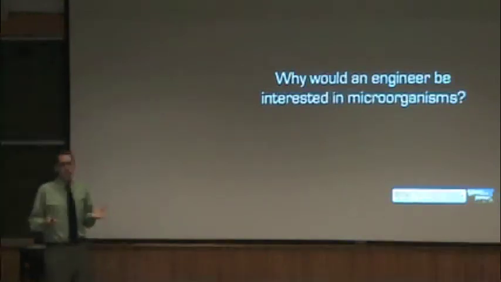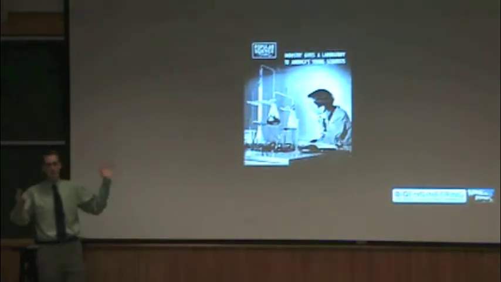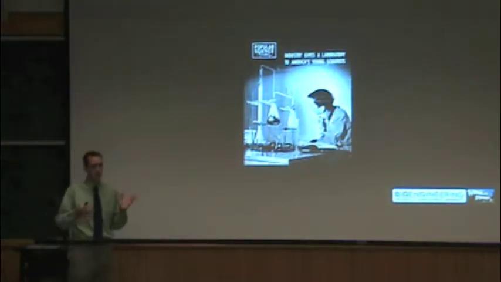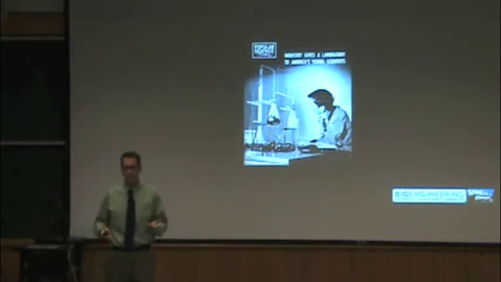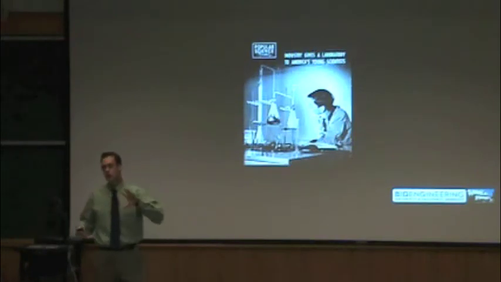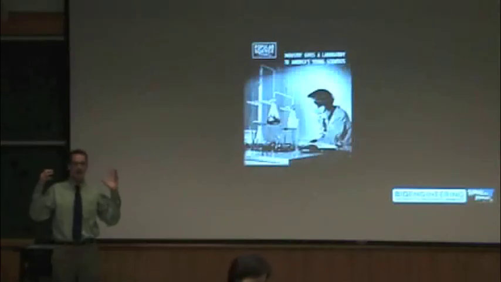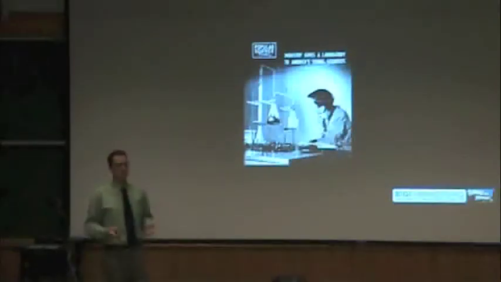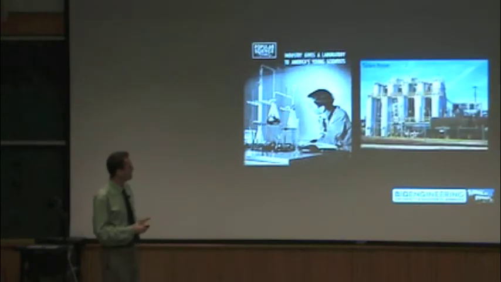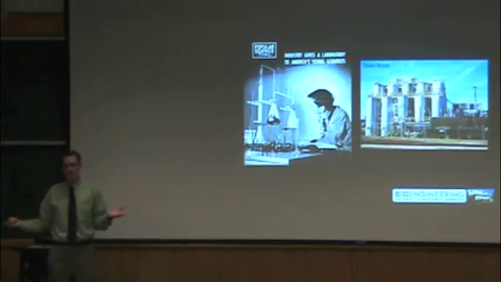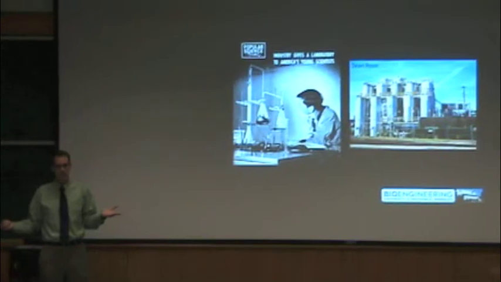Well, an engineer would be interested because, let's say you come to me and you say, with your background, I want you to synthesize a chemical. You're going to see something like this: some glassware, a lab bench, maybe a Bunsen burner. Now let's say I want you to construct something that can actually make lots of chemical, or maybe a couple of different chemicals. In that case, you're going to see something like this, a chemical plant. This is one of Dow's chemical plants.